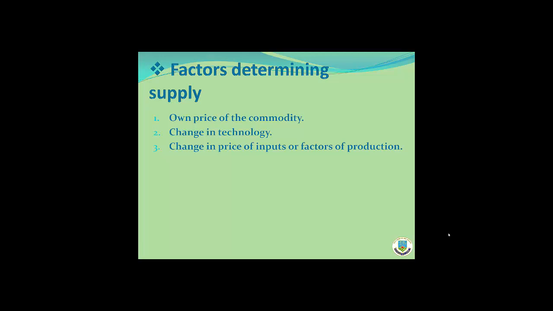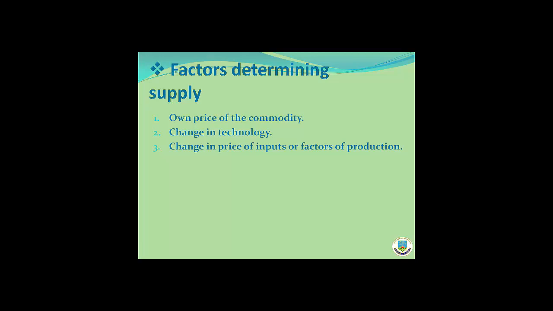On the other hand, a decrease in prices of factors of production or inputs increases the supply, due to the fall in cost of production and subsequent rise in profit margin. So if the price of inputs or factors of production decreases, then the supplier will increase its supply, and it will lead to a subsequent rise in profit margin.